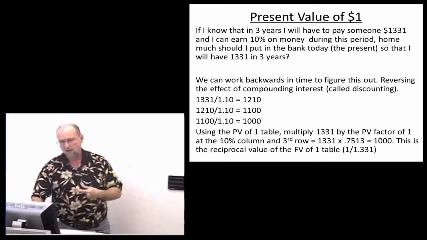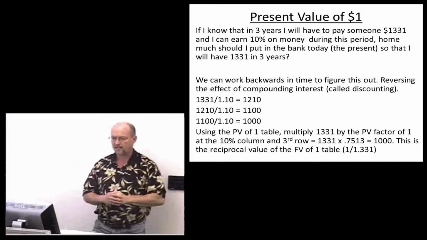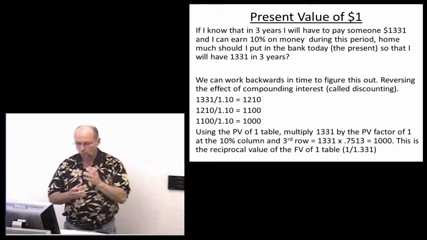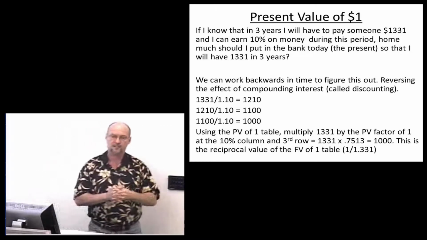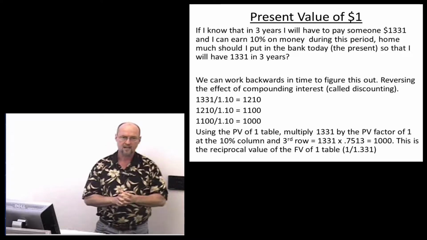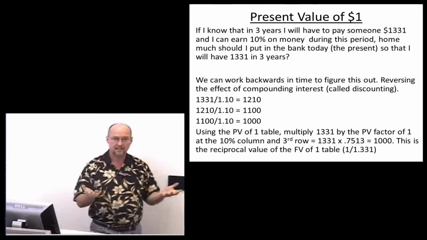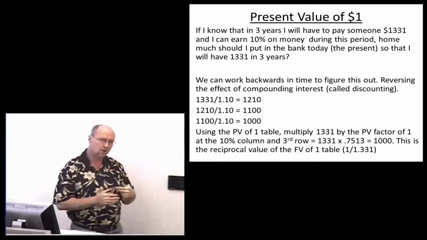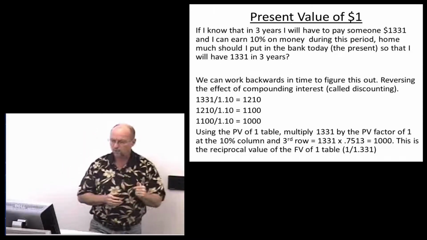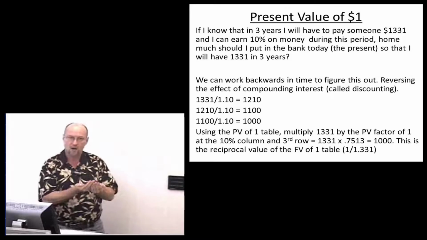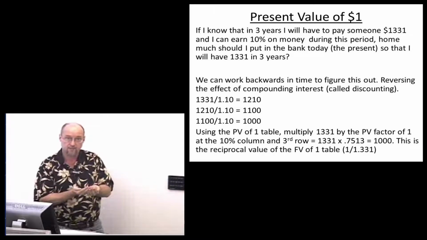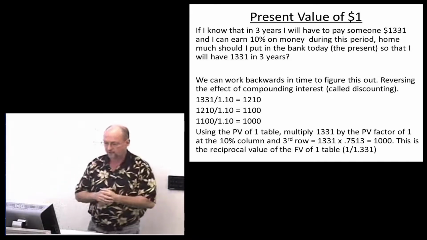And notice what I'm doing. 1331 divided by 1.1. That's 1 plus my interest rate of 10%. If you multiply a number, 1331 times 1.0, it's obviously 1331. That means we're earning no interest. So 1.1 means I'm earning 10% interest on the principal. The 1 is your principal, the 1331.